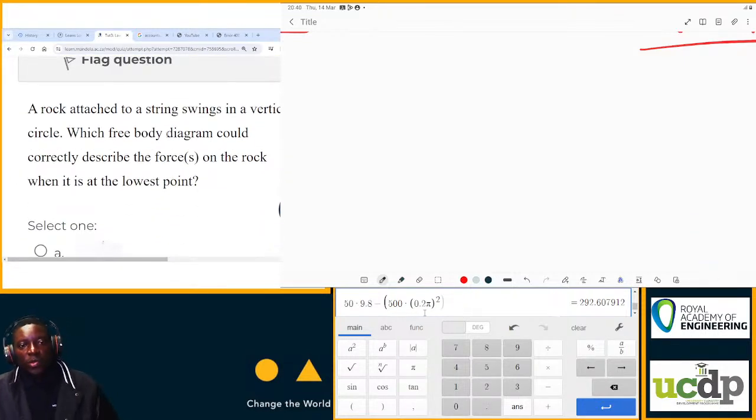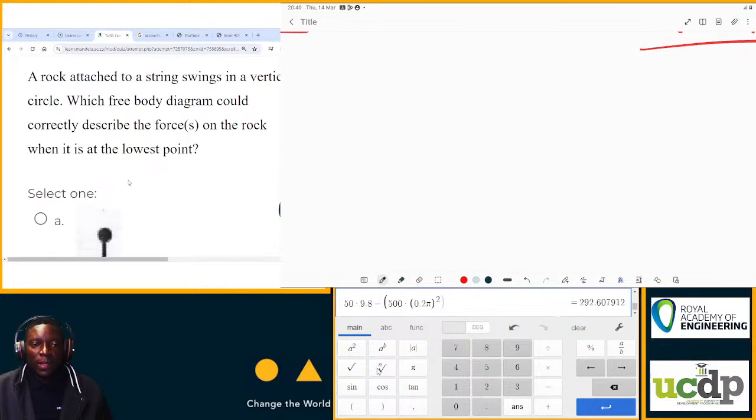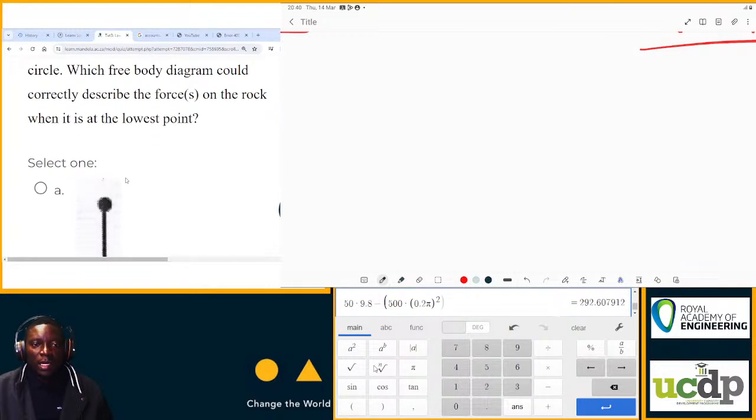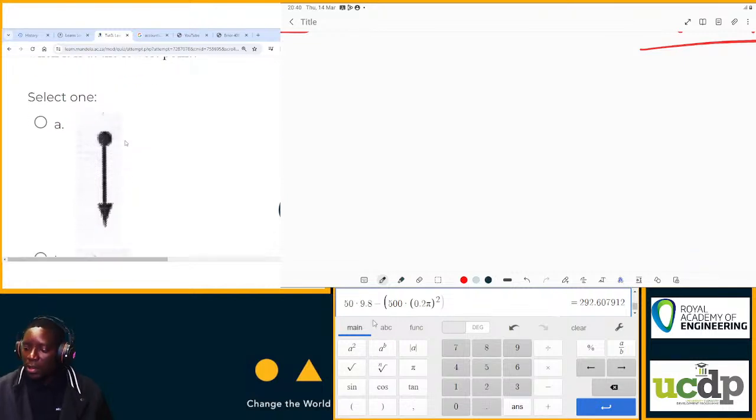Then a rock attached to a string swings in a vertical circle. Which free body diagram could correctly describe the forces on the rock when it is at the lowest point? So we are given which free body diagrams would describe best the forces on the rock when the rock is at the lowest point. We know there is tension, and the center of that vertical circle we can call O. Then the rock with the weight W.